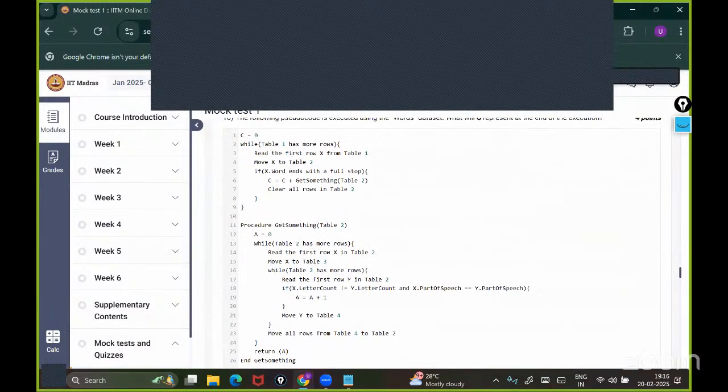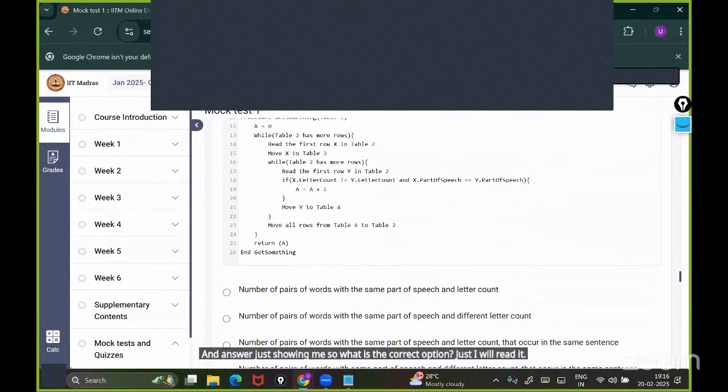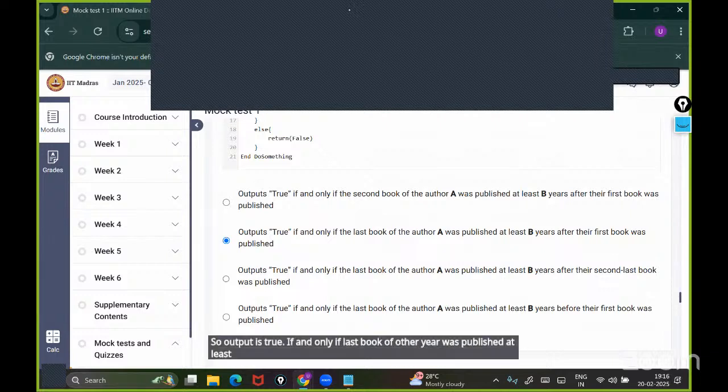What is the correct option? Option B is the correct answer for this. The output is true if and only if the last book of author A was published at least B years after their first book.